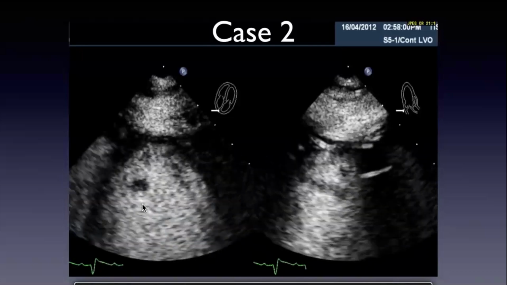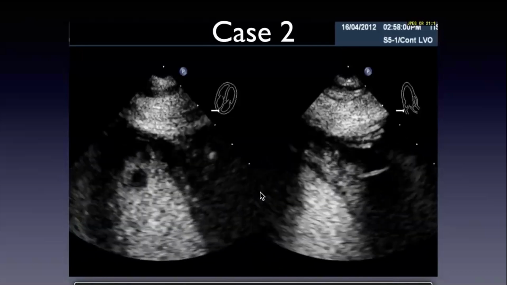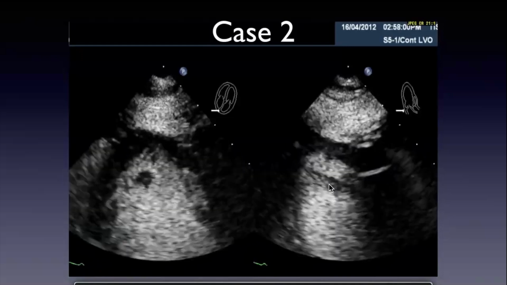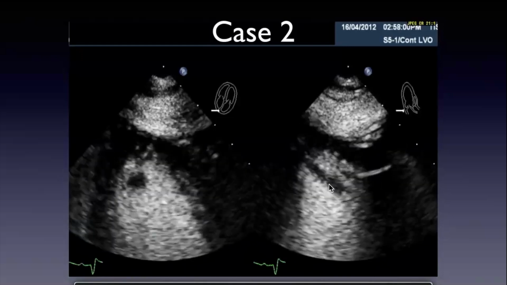And actually, it was very difficult to appreciate this aspect without the use of contrast for LVO classification. So this was a muscle bundle and not a thrombus. As you can imagine, it makes a big difference, right?